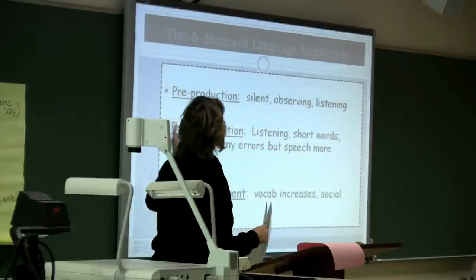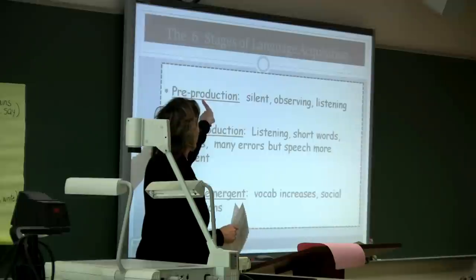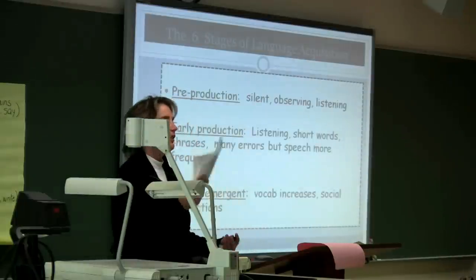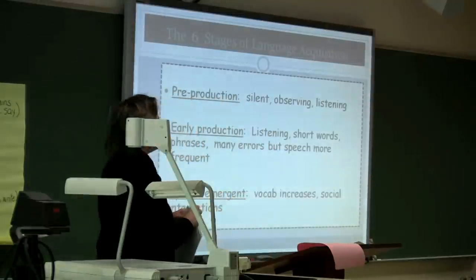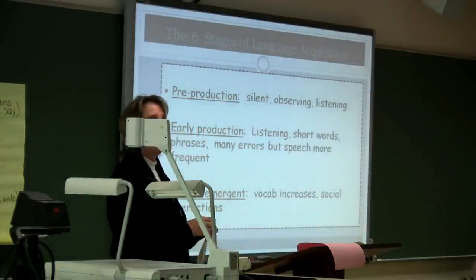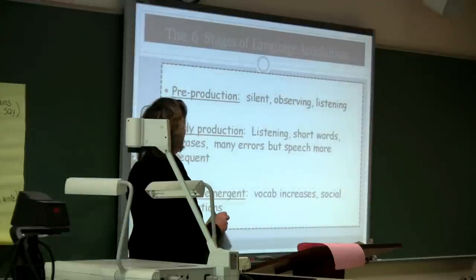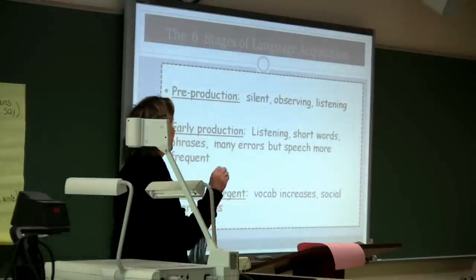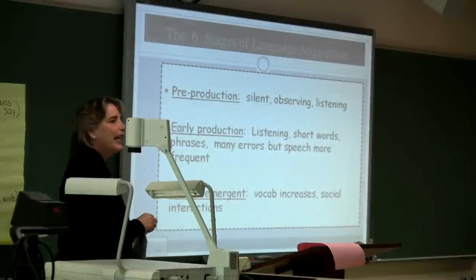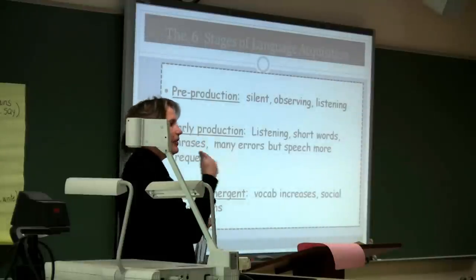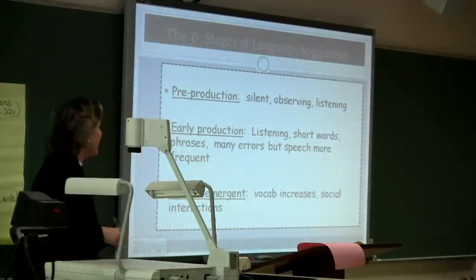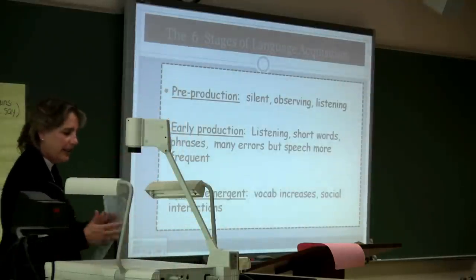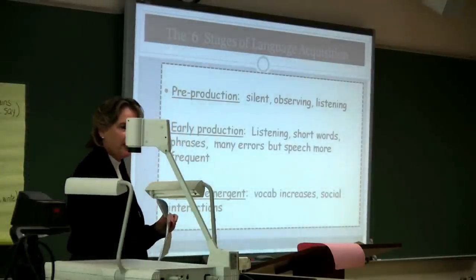The silent pre-production stage is where a child, if you think of a 1 or 2 year old, is not quite talking yet. They do a lot of observing and a lot of listening. In early production, they start using short words and phrases, they have a lot of errors, but they're starting to speak a little bit more. In the speech emergence stage, vocabulary increases and there's a lot more social interaction.